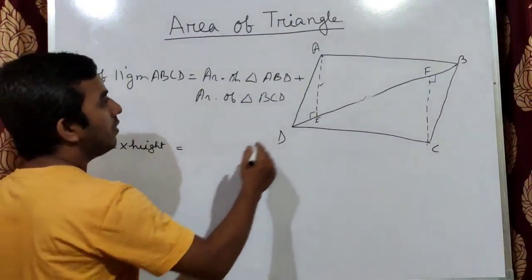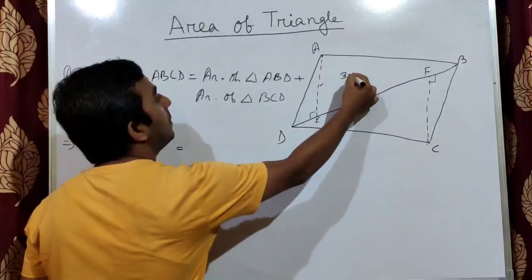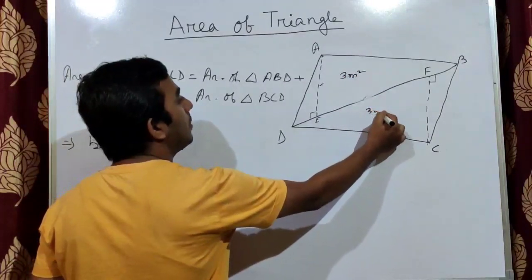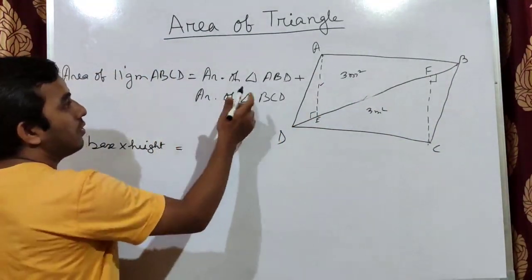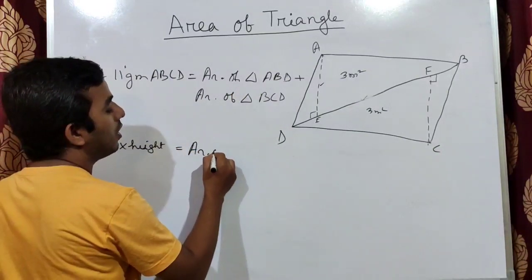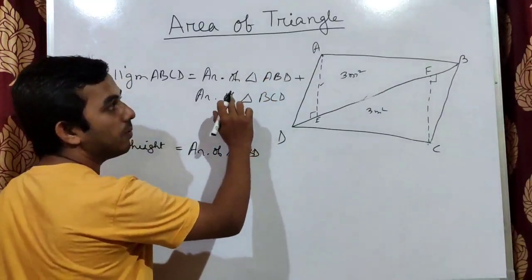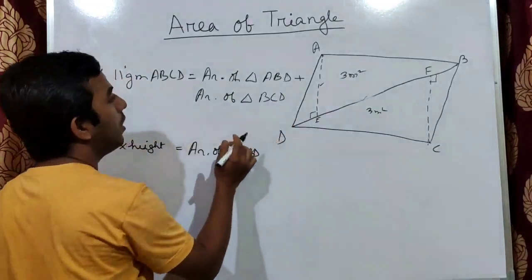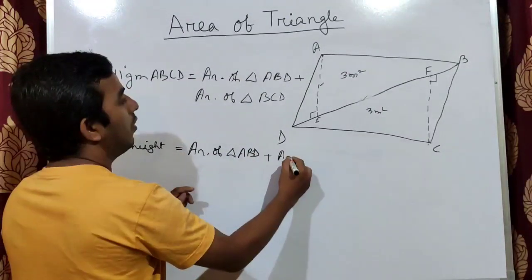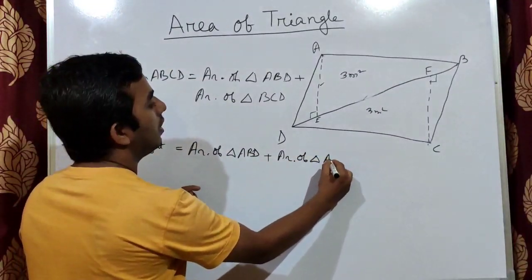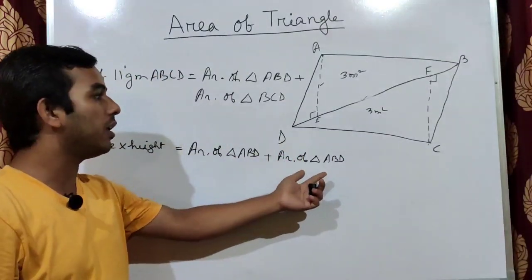Now if these two figures are equal, for example, its area is 3 meter square and its area is also 3 meter square. I have told you that let us assume, and we have taken this as an example. So now in place of area, I will write area of triangle ABD. If the area of the two figures are same, we have written area of triangle ABD plus area of triangle ABD. You will say, why have I written area of triangle ABD again here?